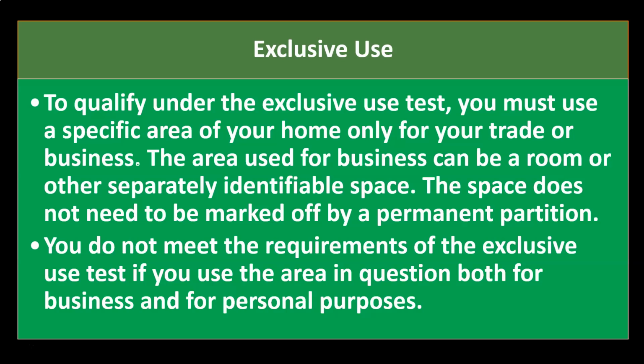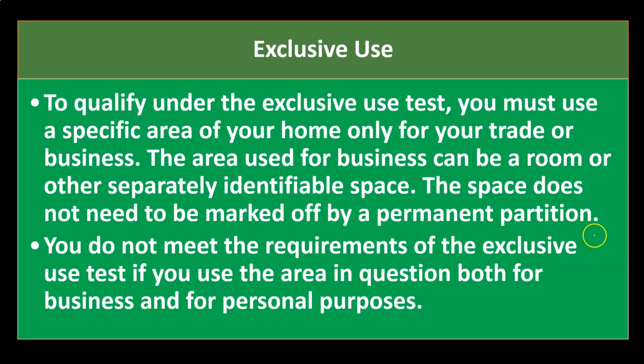The area used for business can be a room or other separate identifiable space. So notice it has to be a separate identifiable space. So if your home is very open and you have a lot of open space in it, you need to carve out that piece of space within the home that you're going to say is going to be specifically used for business usage, possibly say an office. The space does not need to be marked off by a permanent partition. So it doesn't need to be a whole separate room. You don't need an actual wall physically in the home, but you need to be able to identify that this part of the room is for business use.